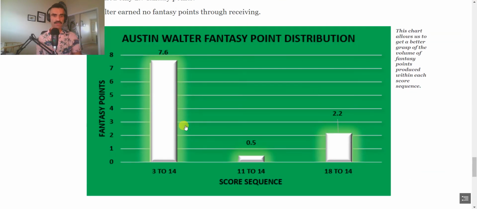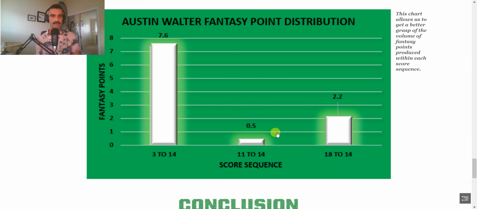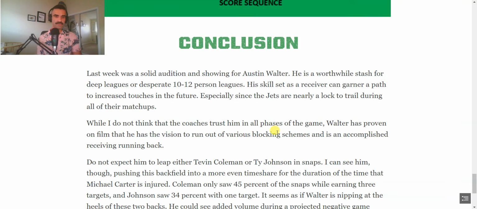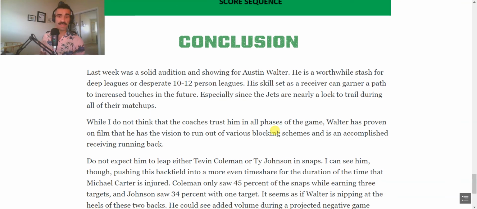And then over here, it's a cool little fun chart. We got Austin Walter's fantasy point distribution throughout the game. We see the score sequence right here and the fantasy points right here. Score sequence 3 to 14, 11 to 14, 18 to 14, and you see how many points he accumulated in those different score sequences, right? So you see 7.6, 0.5 as they were still kind of trailing, and then it would jump back up to 2.2.